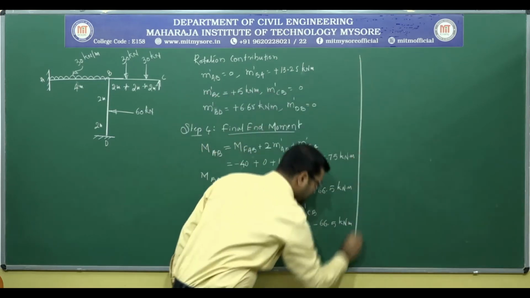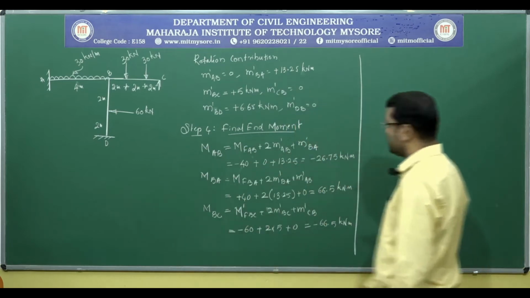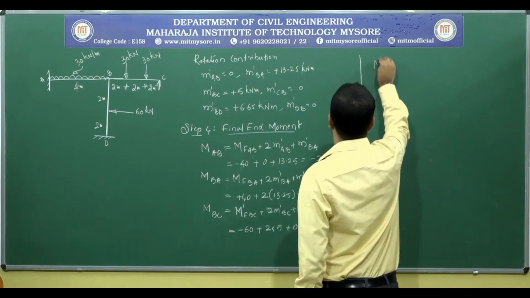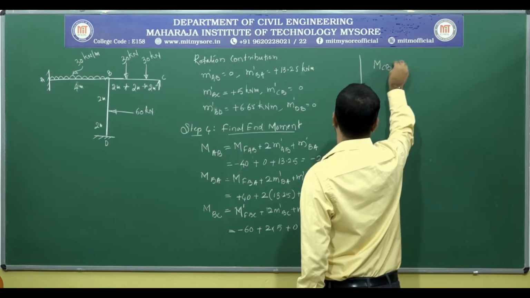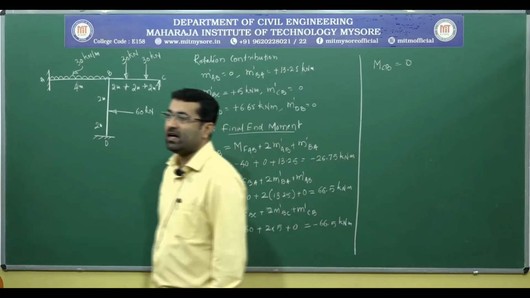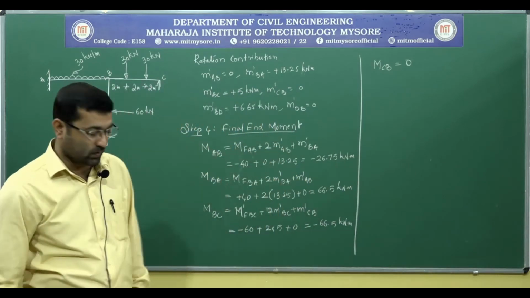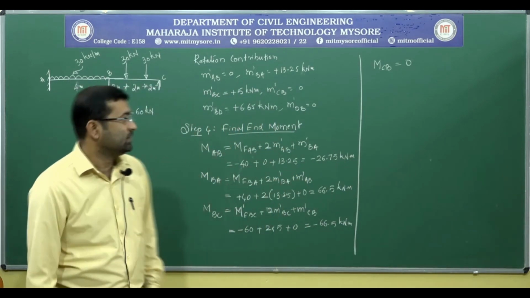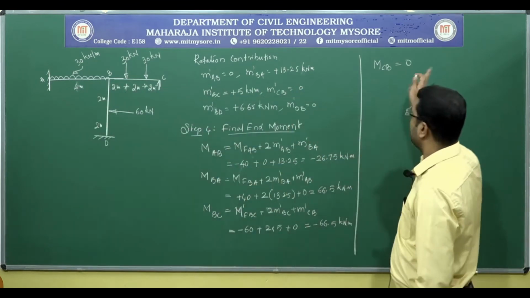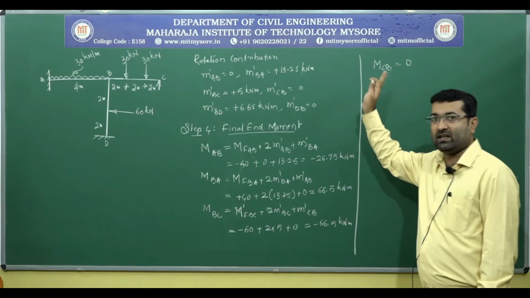In the similar way, we need to work out three more end moments, the first being MCB. MCB we can straight away write as 0, as we have already made it 0 in step number 1 itself. So there is no need to apply Kani's final equation and calculate that value. It is straight away 0.